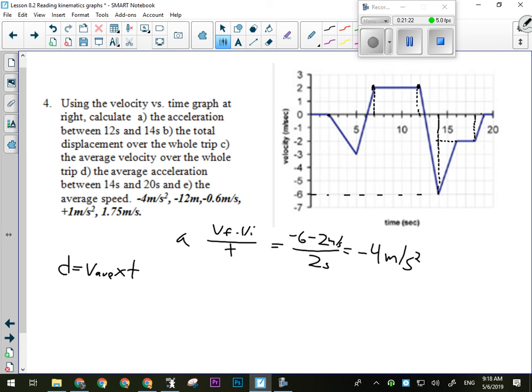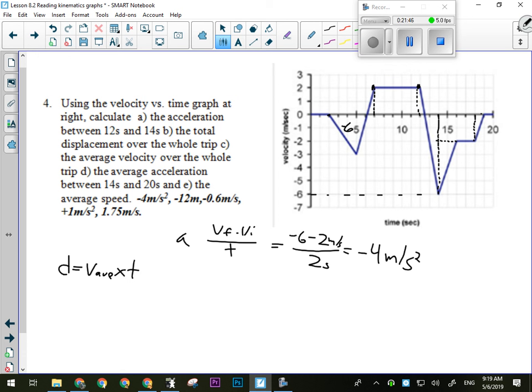All right, so for this triangle here, I've got a base of 1, 2, 3, 4 seconds and a height of -3. Okay, so -3 times 4 seconds, that's -12. Okay, sorry, over 2 because it's a triangle, right? So -6.